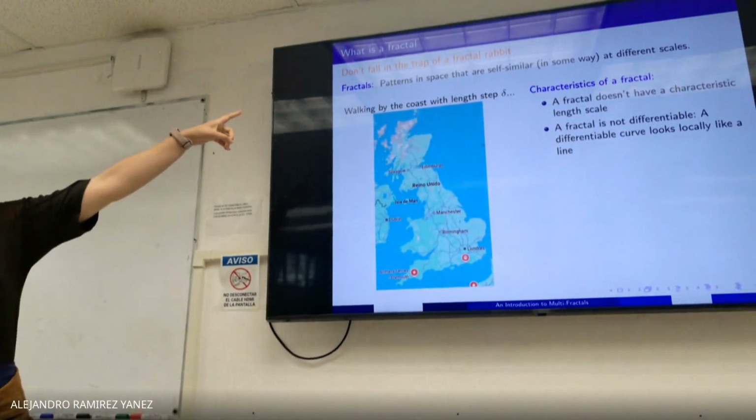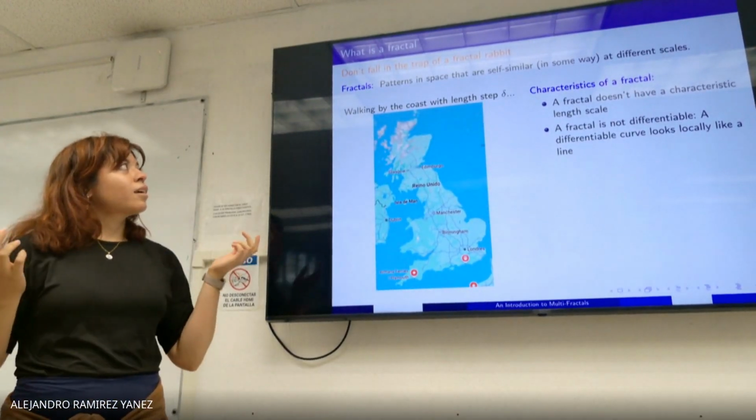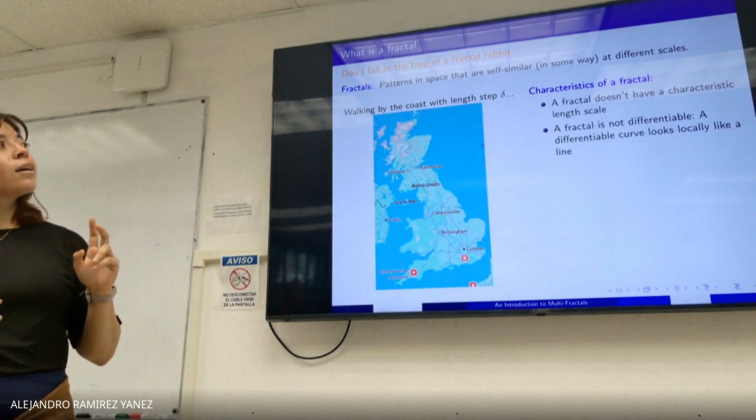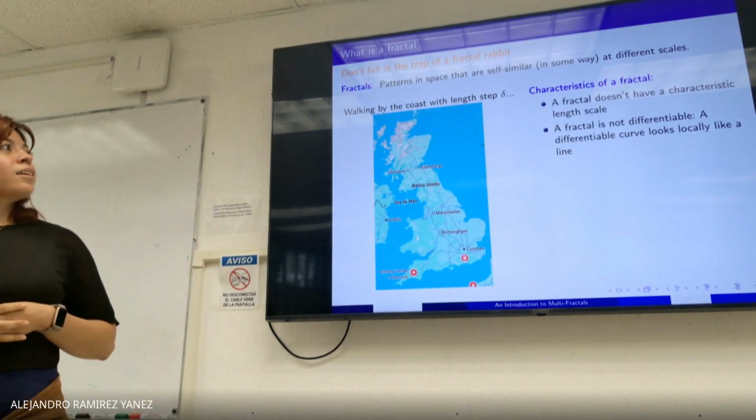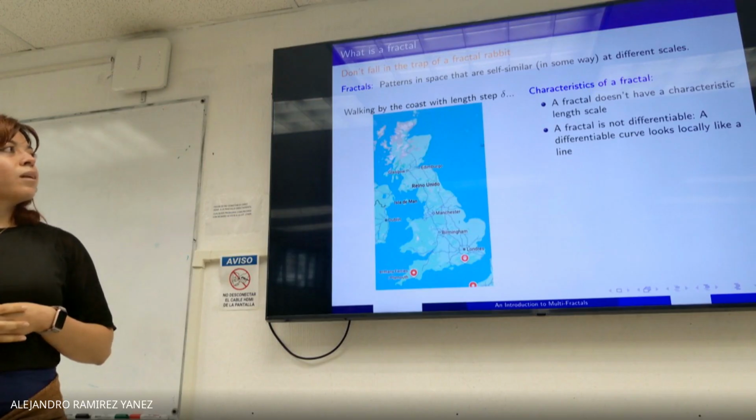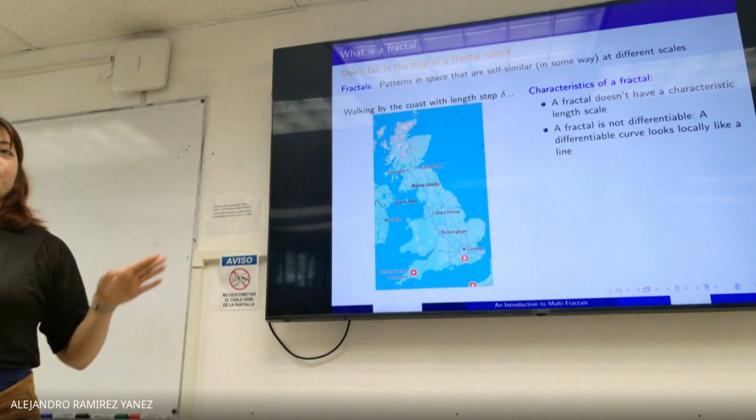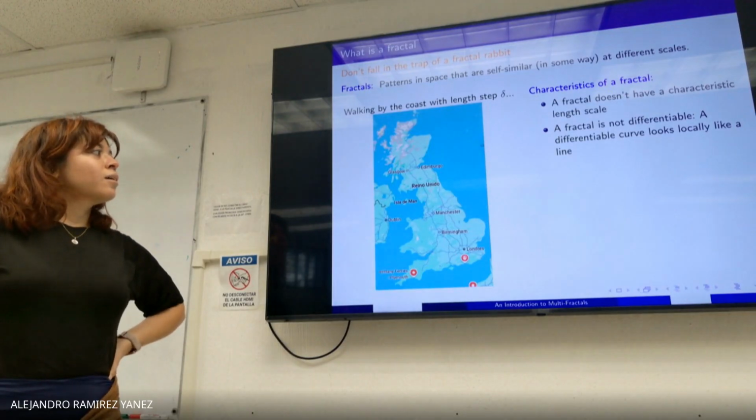Mandelbrot, and it's very similar to what is here now. So a fractal is a pattern in a space that is similar in some way at different scales. So a fractal is a very mathematical thing. Then let's start with the intuitive point of view of this.